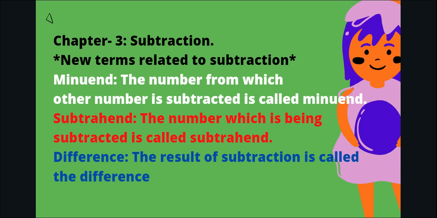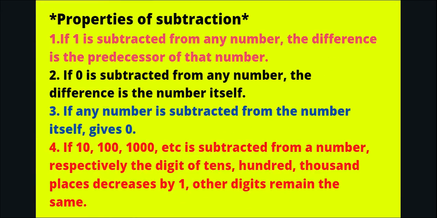That means in subtraction, the larger number is minuend, the smaller number is subtrahend, and the answer of subtraction is difference. Hope it is clear to you. So, let's proceed further and revise properties of subtraction. One by one, we will learn properties of subtraction.